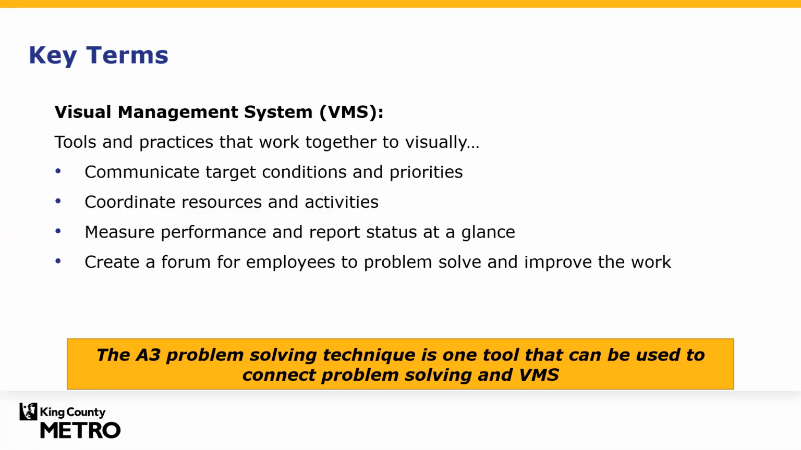The visual management system is the tools and practices that work together to visually communicate the target condition and priorities. It allows for coordination of resources and activities around those priorities. See, a visual management system displays performance measures so you can see the status at a glance, which creates a forum for employees to solve problems and improve their work. Now, one thing to note is that the A3 problem-solving technique is one of the tools that you can use to connect the problems you're seeing on your visual management system to your improvement efforts.